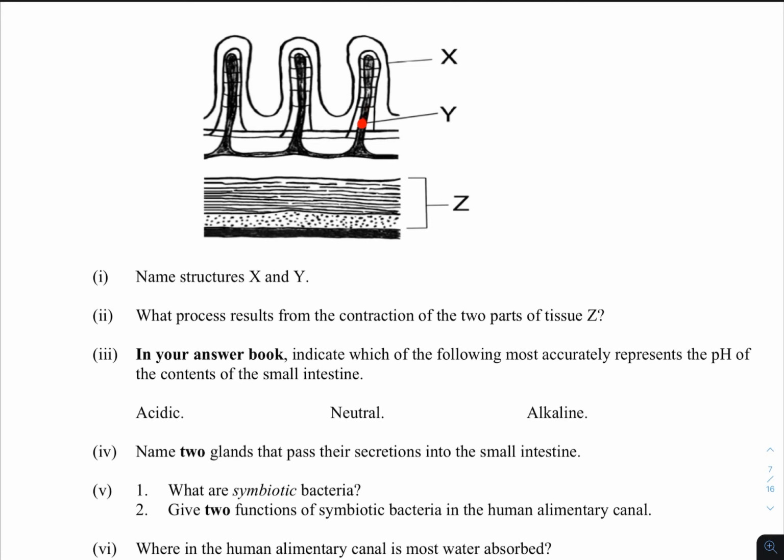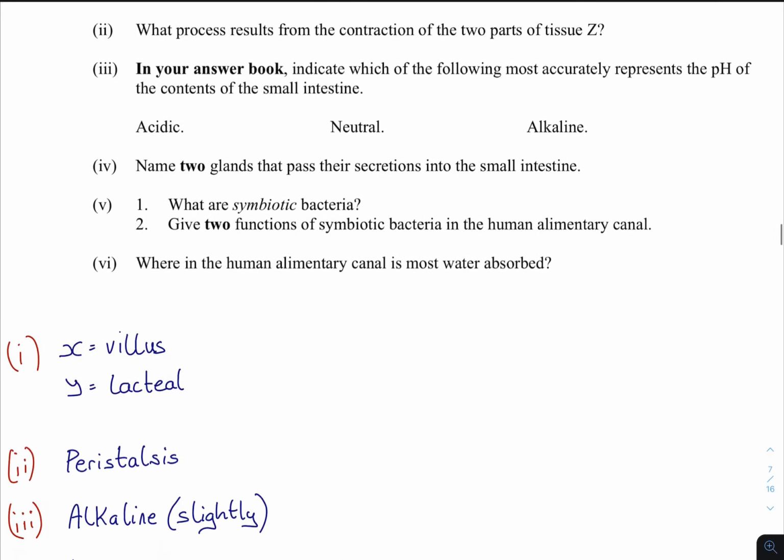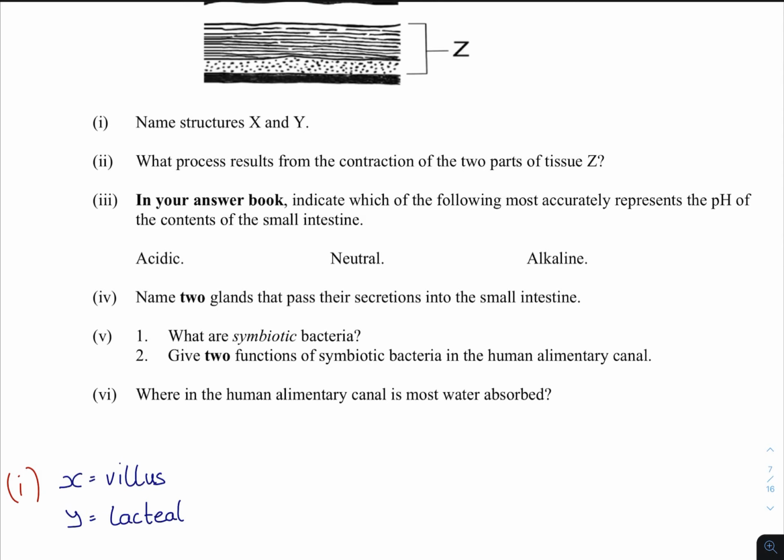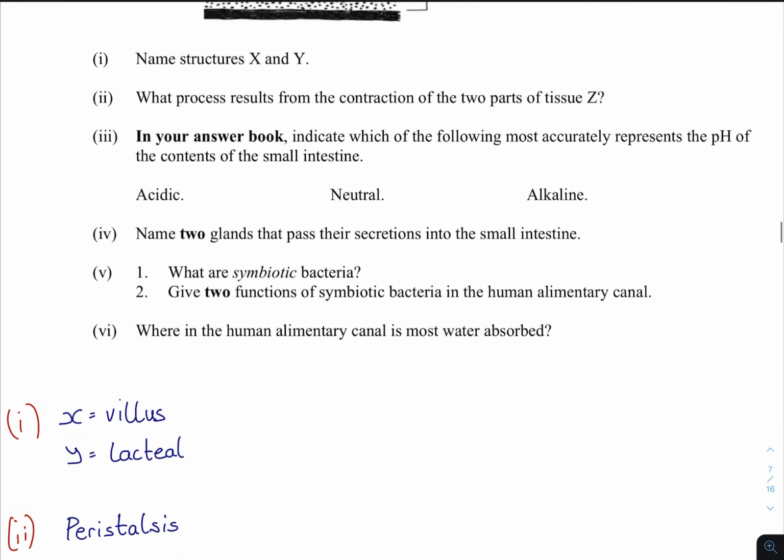Okay. In the middle, that's the lacteal. So X is the villus, Y is the lacteal, everybody. What process results from the contraction of two parts of tissue Z? Well, as soon as you see contractions, okay, you should be thinking of peristalsis, which we have down here.